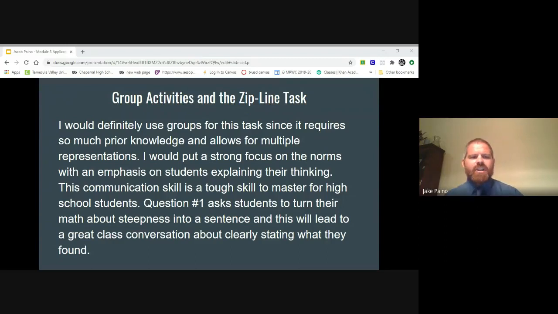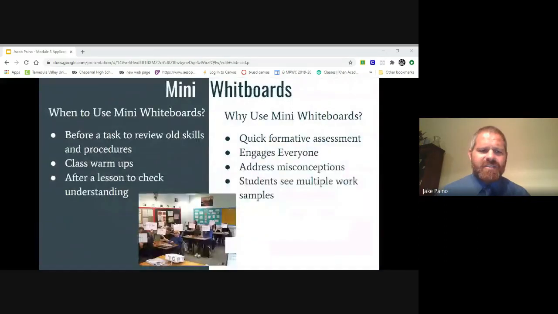The next strategy is mini whiteboards. You see this strategy in elementary schools all the time. These work great in a math classroom at all levels. It is a quick way to check for understanding. It engages everyone in the class because everyone is holding up their whiteboard. When one person doesn't hold up the whiteboard, we wait until they get it up so everyone's engaged.